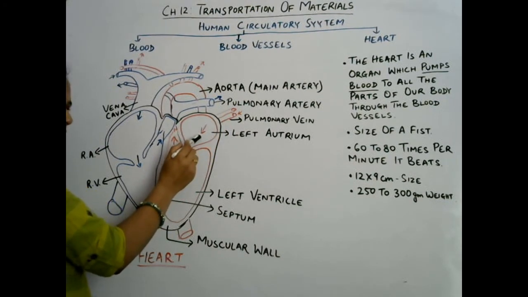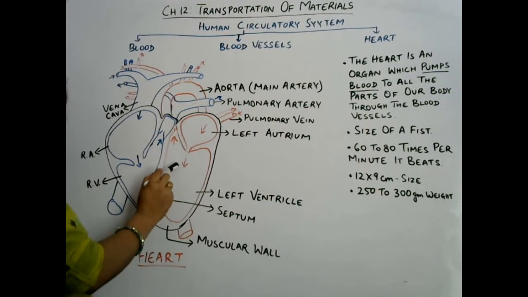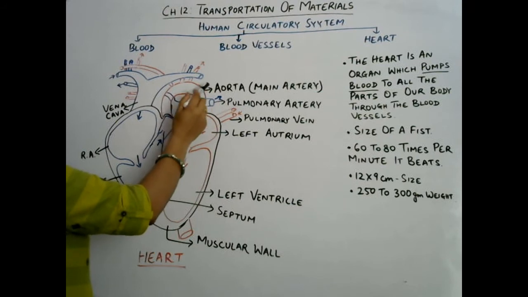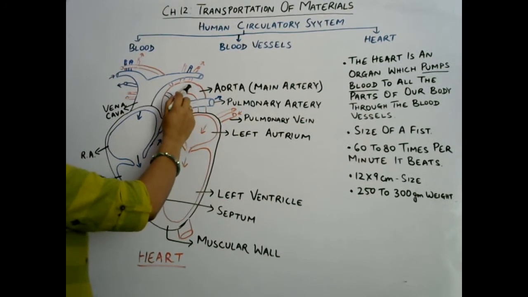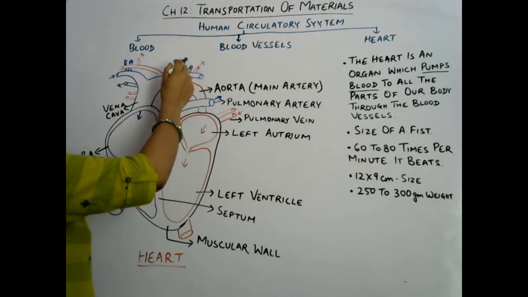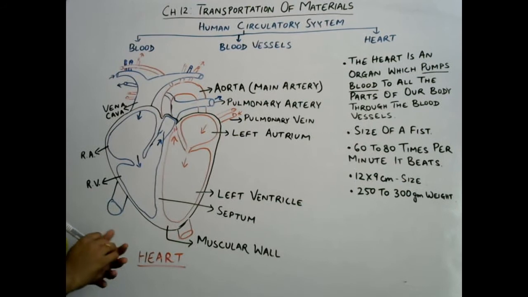towards the left atrium, then left ventricle, then from left ventricle it goes towards the aorta, main artery, and through aorta main artery it goes to other smaller arteries, then all over the body the pure blood is supplied. Okay, so in this way the blood circulation takes place through our heart.